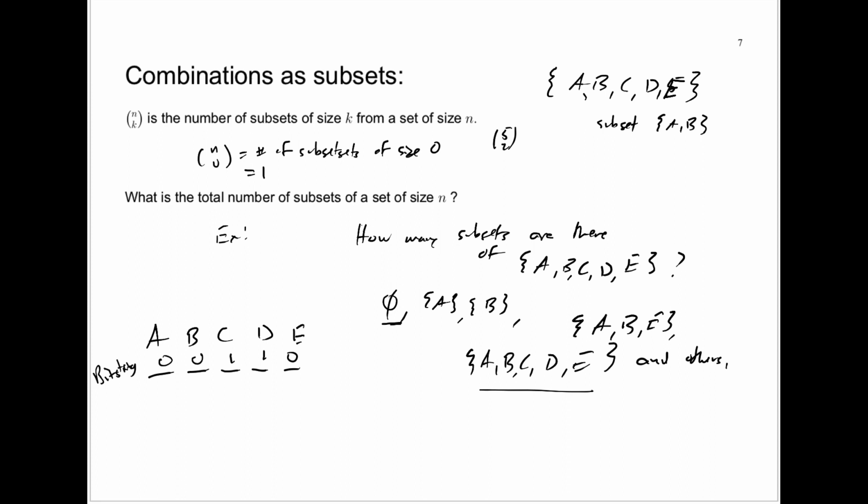How many bit strings are there? This is just from standard problem 1. There are 2 to the 5th, which is 32, such bit strings of length 5. 2 choices for each of the 5 positions. Now, there's a 1-to-1 correspondence between bit strings of length 5 and subsets of our original set A, B, C, D, E. For example, this bit string might correspond to the subset that contains C and D.